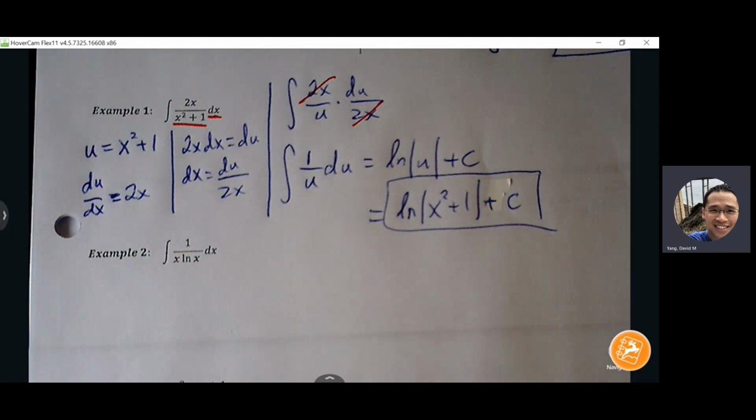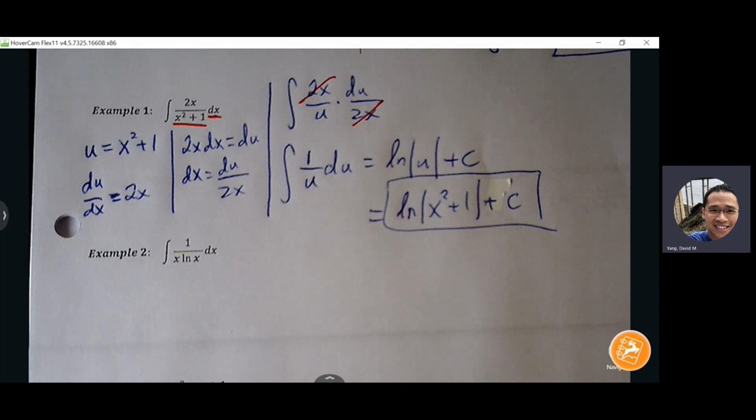Okay, example 2. We have too many things going on in the denominator. Also, we can't bring that natural log up, and we can't just use the power rule to clean up our process. So we have to find a u value that's appropriate.